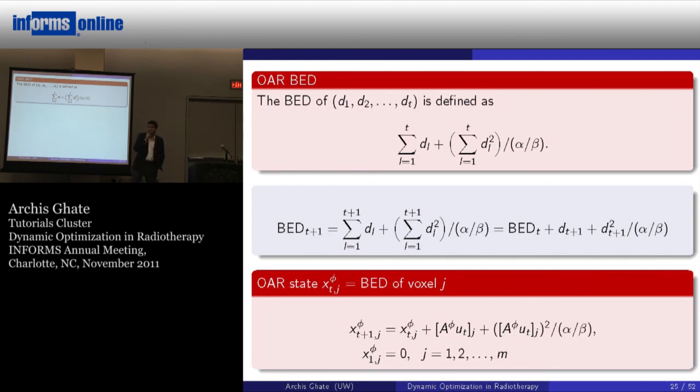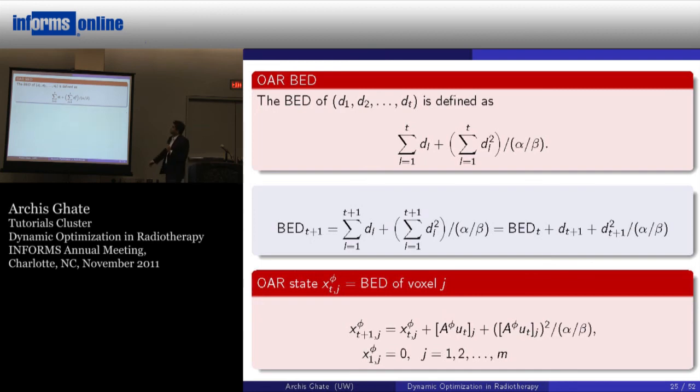The funny thing is that, if I'm not wrong, this derivation is not in the book. I might be wrong, I don't remember. There are other ways of thinking about this perhaps, but this derivation is in my tutorial. So this is how I think of biologically effective dose. I'm not sure this is the exact derivation, but the formula is the same in the book as well.